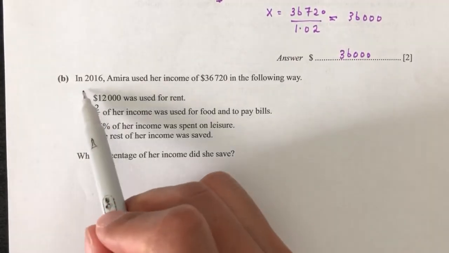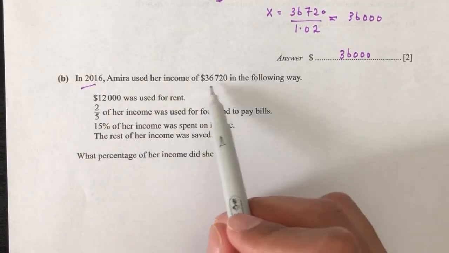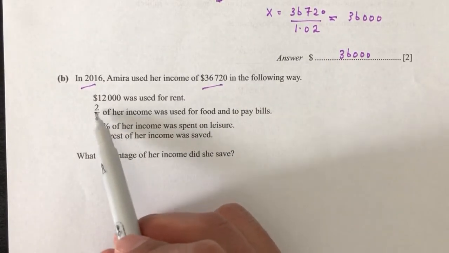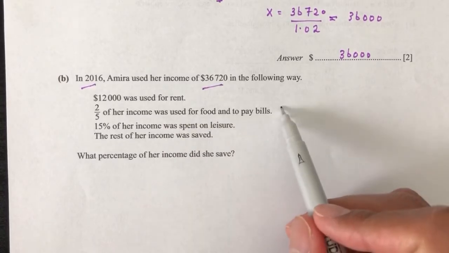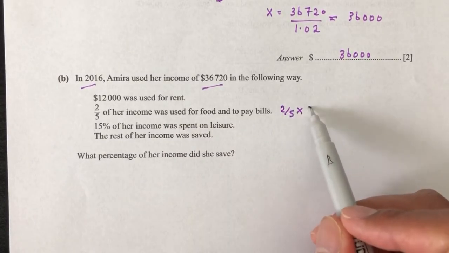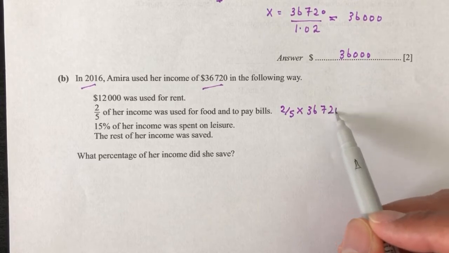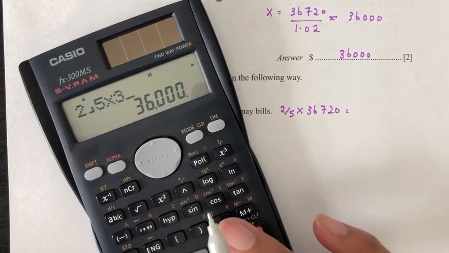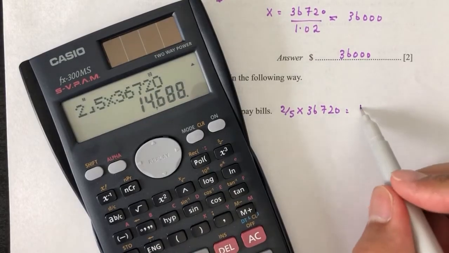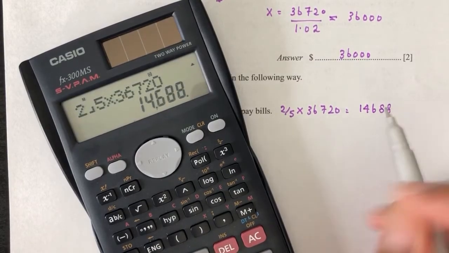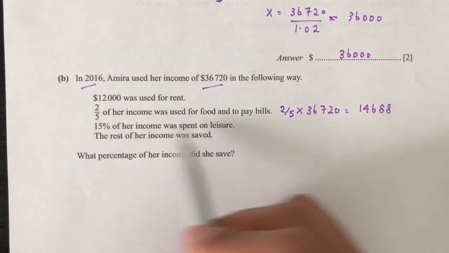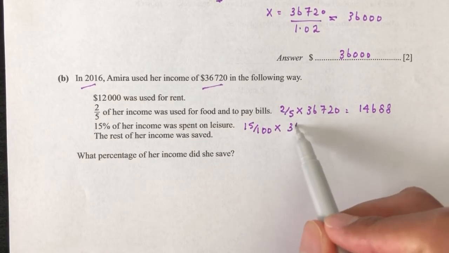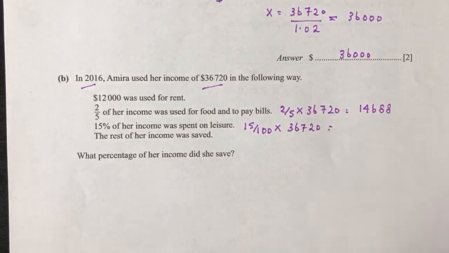Now for part B. In 2016, Amira used her income of this in the following ways. So we have rent. 2/5 of her income was used for food, so 2/5 of her income. Let's find out how much that was. So 2/5 times 36,720 will be 14,688. Now 15%, so 15/100 times 36,720.